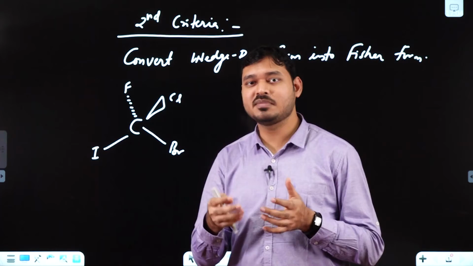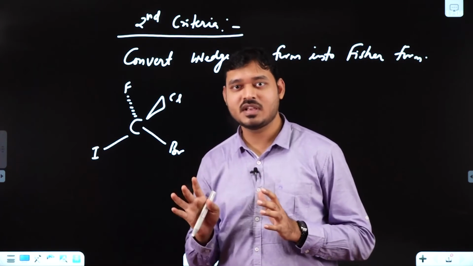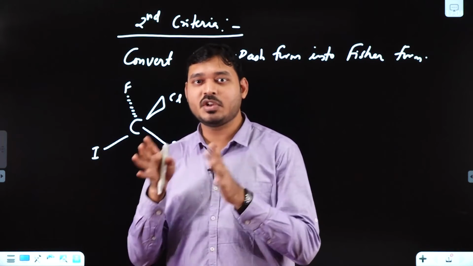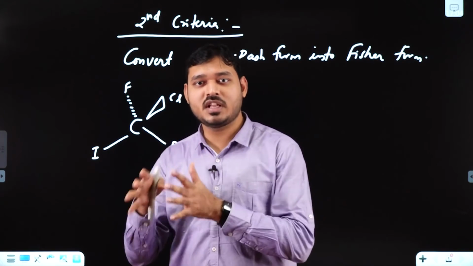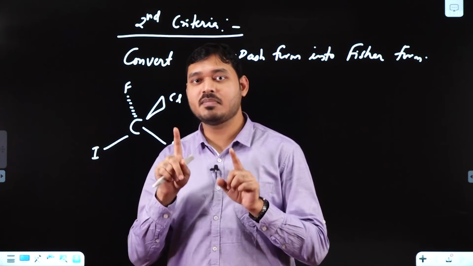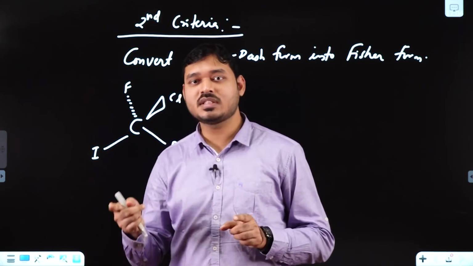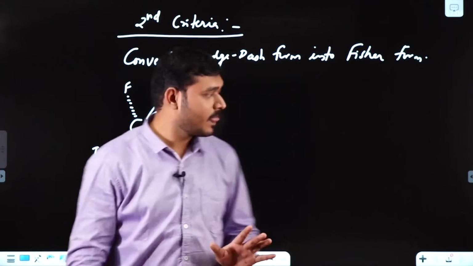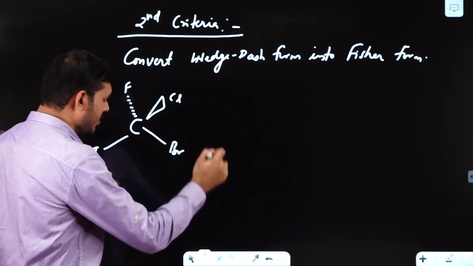In many ways it has been taught, you will find many ways, but remember one most important part: you convert wedge dash into Fischer or Fischer into any other form, but the configuration must be the same, then only you can say that the conversion you have made is perfect, otherwise that is wrong. Now let me tell you the rules first.